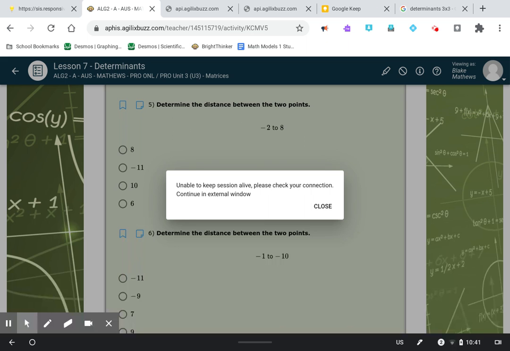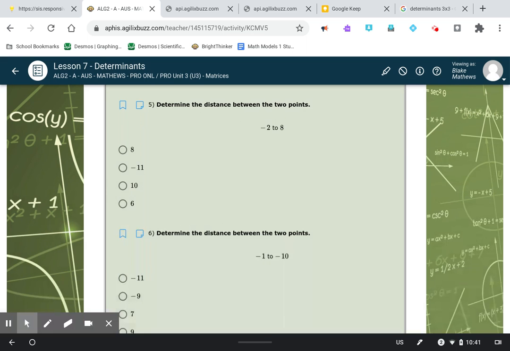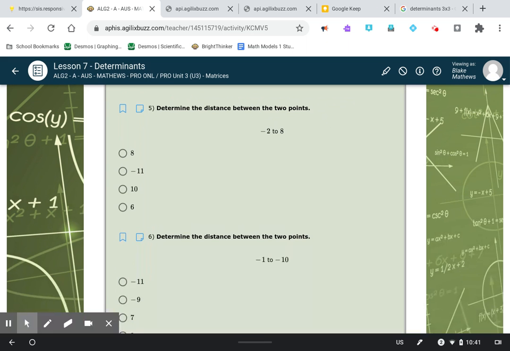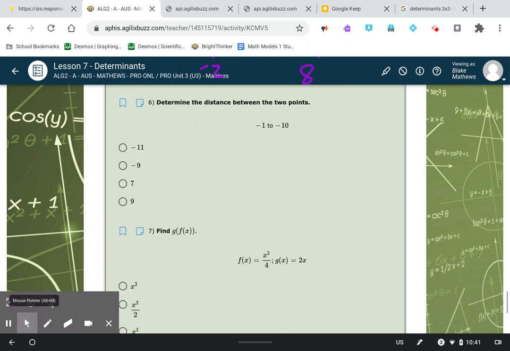I'm losing connection. Okay, there we go. This is just subtraction. Determine the distance between 2 points. Remember, we're looking at, imagine you have a number line with negative 2 and 8. What's the distance between those two numbers? You can do that pretty easily from what we've worked on.